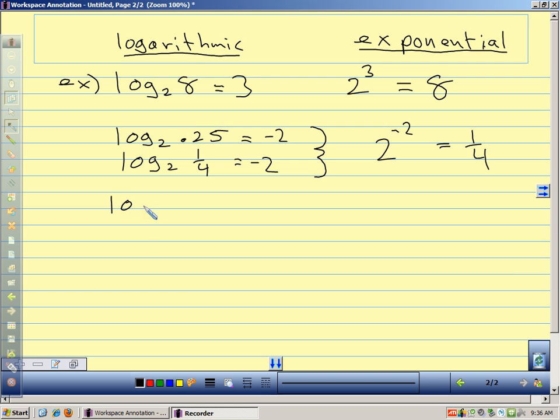Log to the base 3 of 81 equals 4. This is telling us that the power of 3 that gives us 81 is the 4th power. In exponential form, that's 3 to the 4 equals 81.